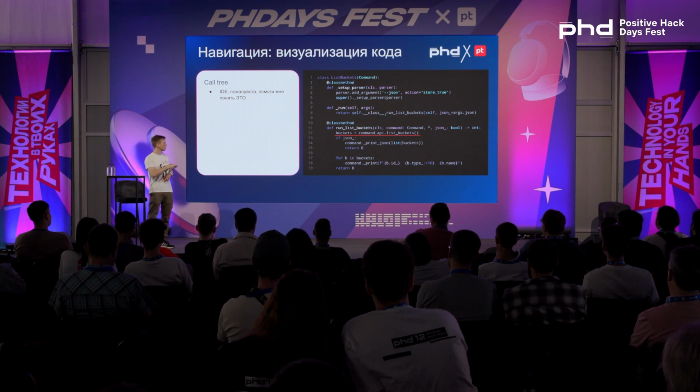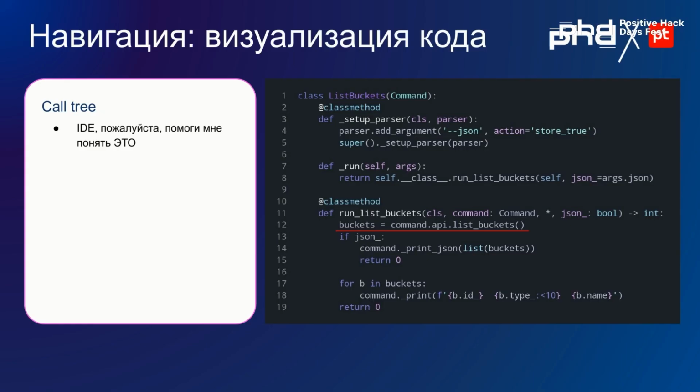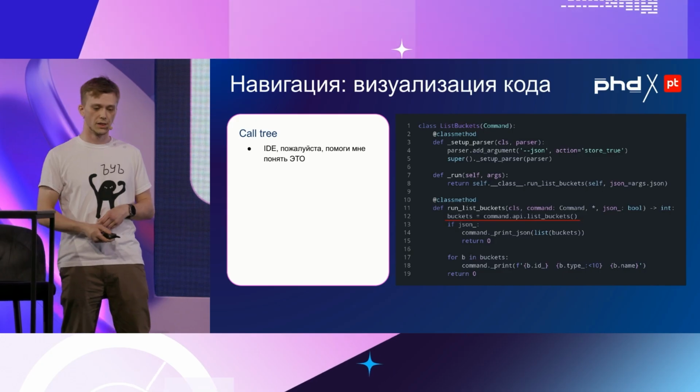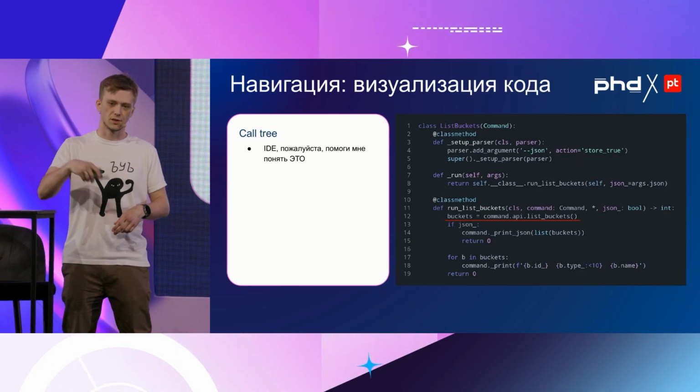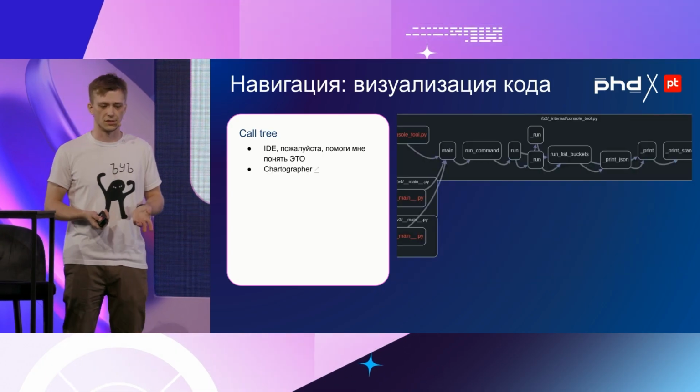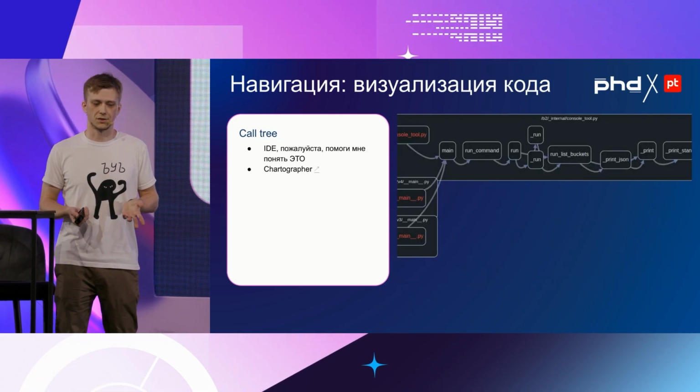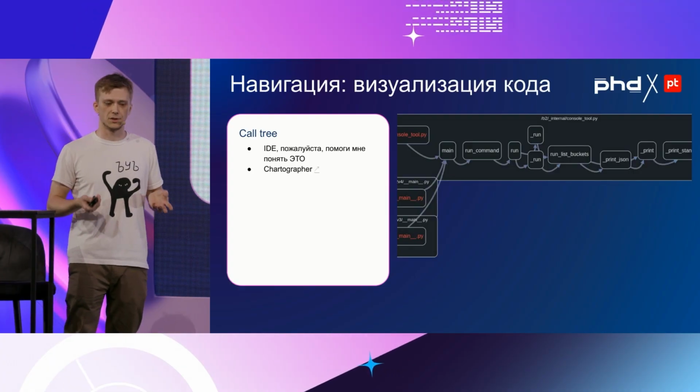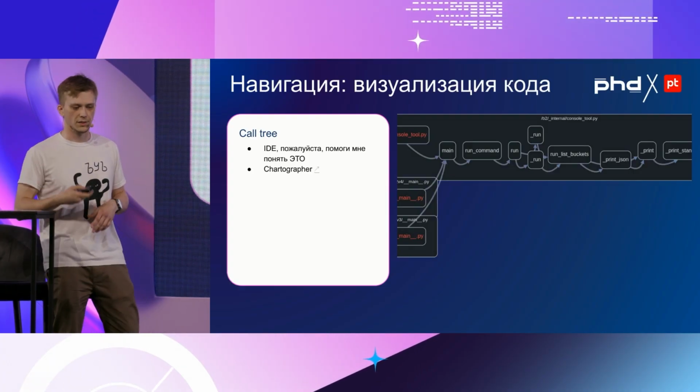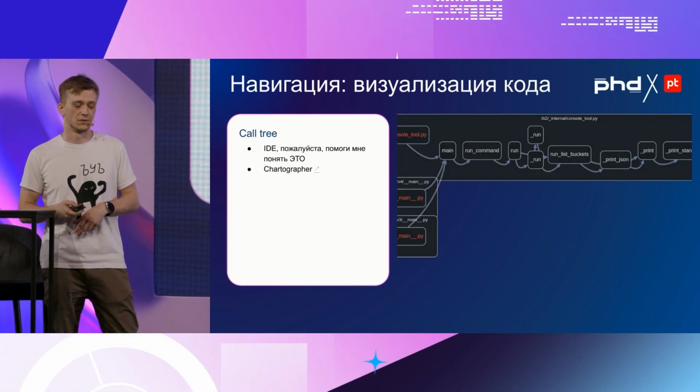It has a list buckets command. It calls the rank command. It calls a class method and relays its own object. It pulls some API, but API is defined in a command somewhere. It's not clear what it does. So you have to jump around here and there trying to figure out what these methods do. We would love the IDE to help us to figure this out.